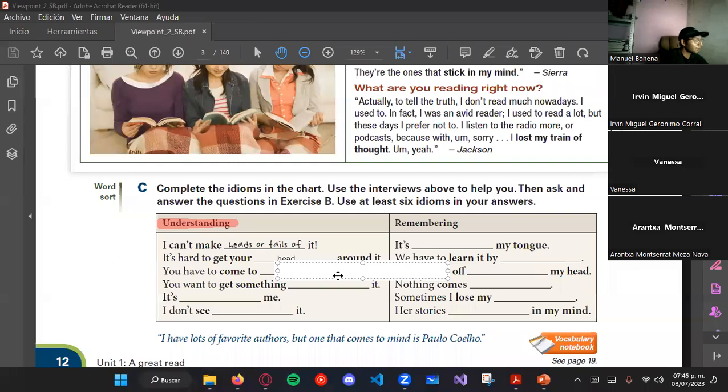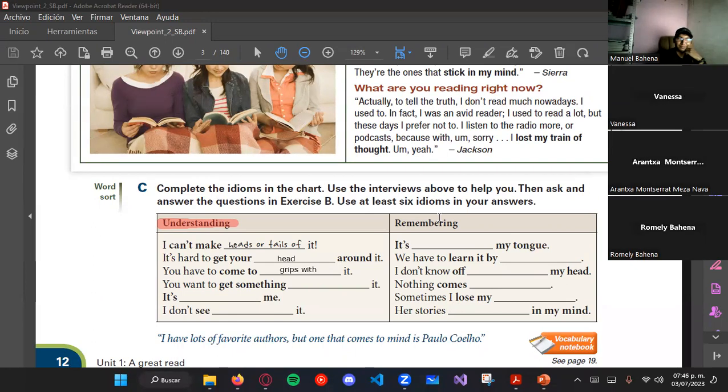grips with. You have to come to grips with it, which means you have to come to grips with it. Tienes que acostumbrarte. Kind of. There's an idiom in Spanish as well for this. It's pretty much the same. You have to come to grips with it. Tienes que hacerte a la idea de algo.